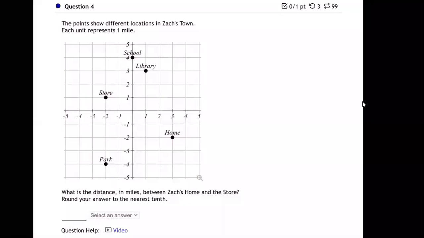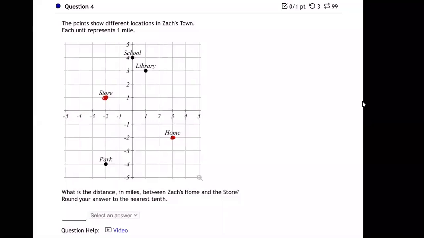Okay, so on this question, the points show different locations in Zach's town. Each unit represents 1 mile. So we got all these different places, and it's saying, what is the distance in miles between Zach's home and the store? Okay, so let's map that out. So we have Zach, here's his home, and here's the store, at least on mine.